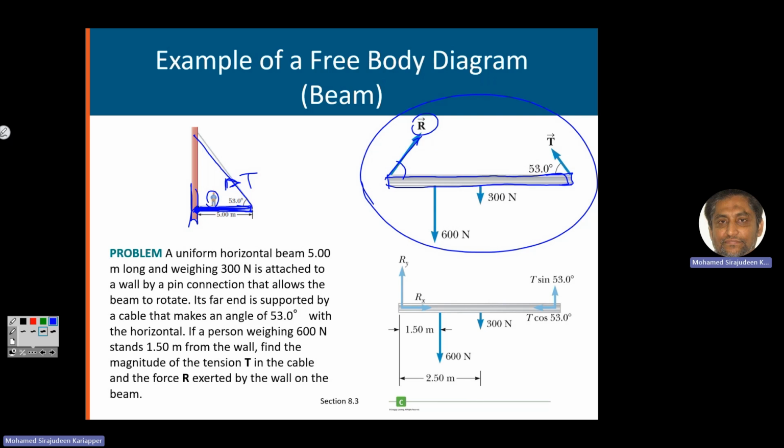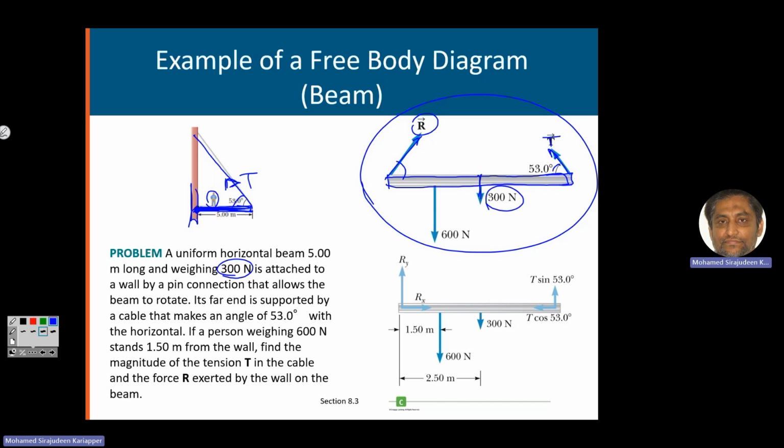Then the tension force, we have been given this angle, so mark that angle as well, and that is called T, tension on the cable. Then the beam has a weight, and in the question it is told to us it has a weight of 300 Newton. So at the center, this is the gravitational force or the weight of the beam, 300 Newton.